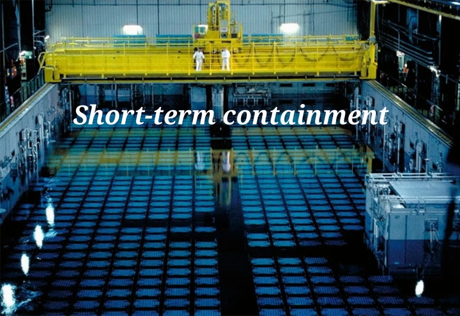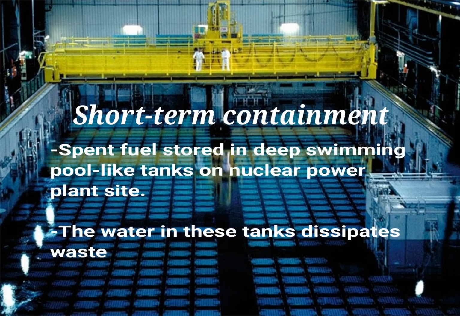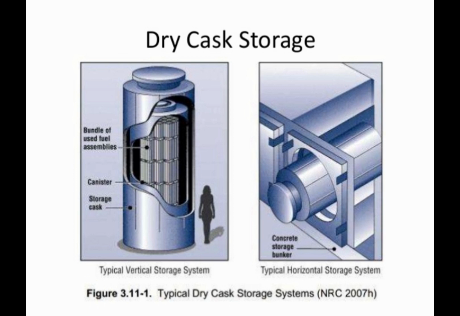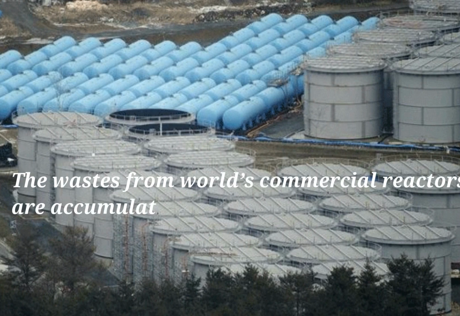In short-term containment, spent fuel is stored in deep swimming pool-like tanks on the nuclear power plant site. The water in these tanks dissipates waste heat and acts as a shield. After a few years of decay, the spent fuel is moved to dry cask, a safe space. Spent fuel is air-cooled in the cask. The waste from the world's commercial reactors is accumulating at 10,000 tons per year.